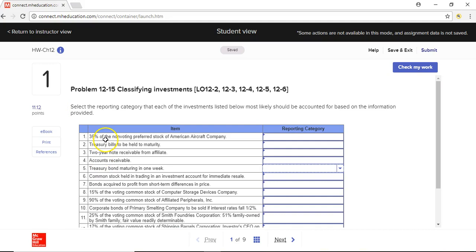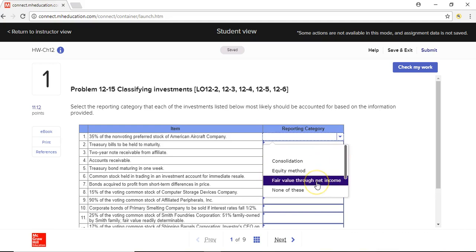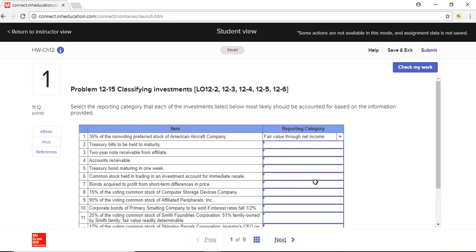The first one says non-voting, so we do not have influence over the investee company. So we account for it at fair value through net income.